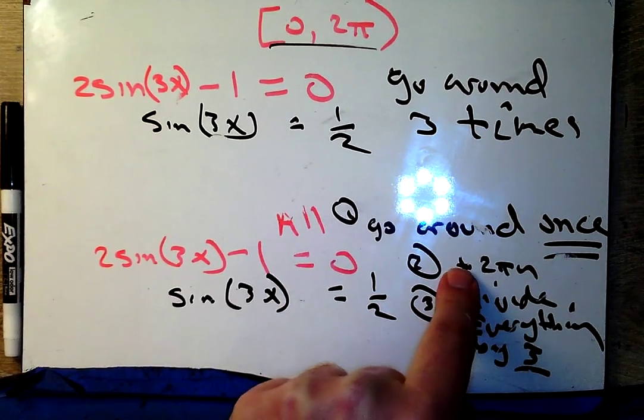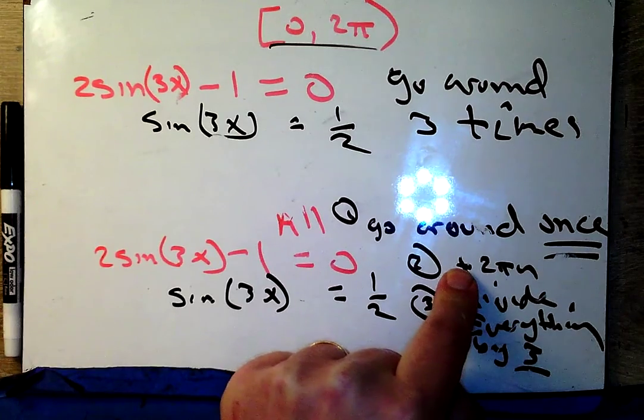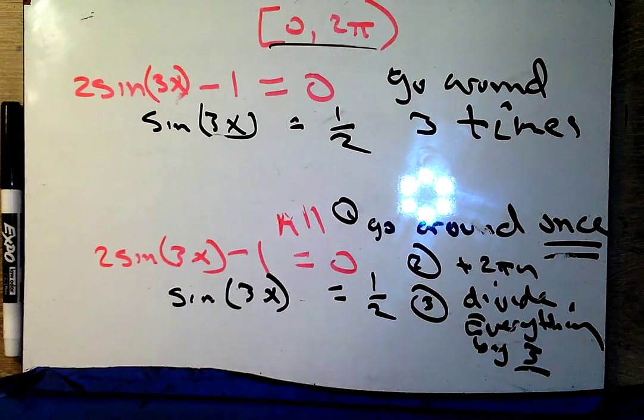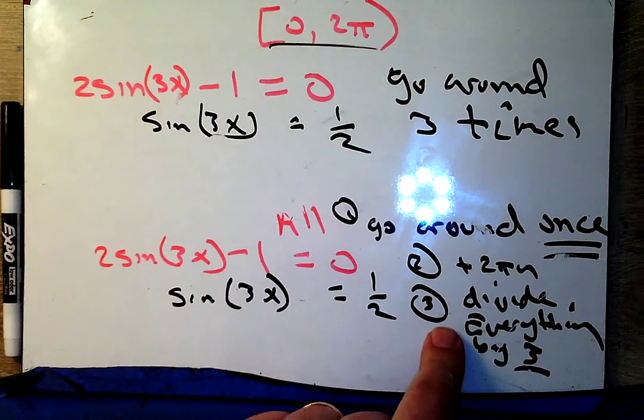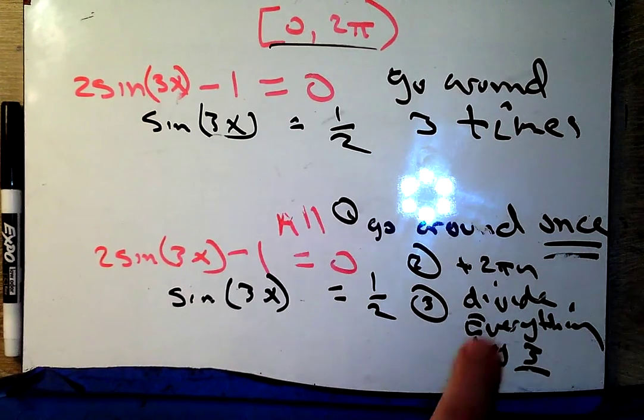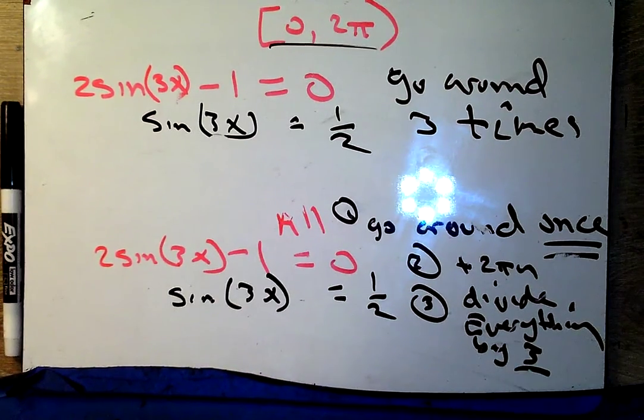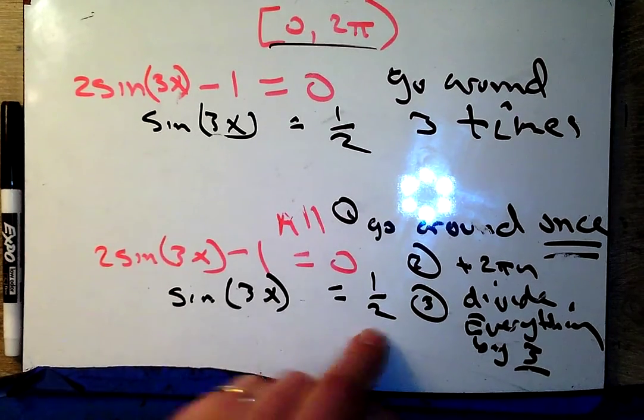I'm going to slap on that plus 2 pi n, unless I'm dealing with tangent or cotangent, and then I'm going to slap on a plus pi n. And finally, I have to divide my answers from going around just once by that number. In this case, that number is 3, and so I'm going to divide all my answers by 3. And that means not just dividing the number that I have here.